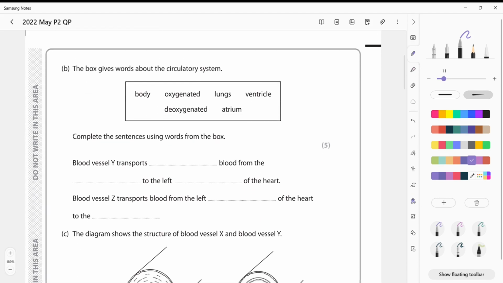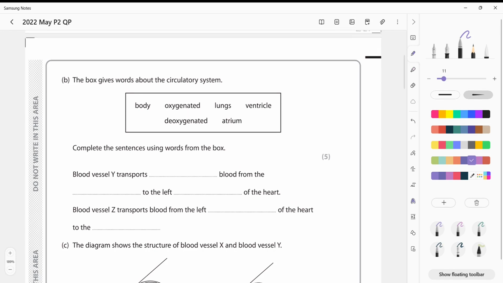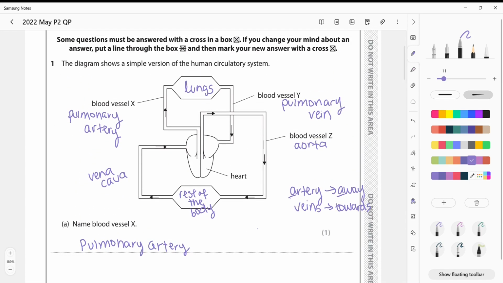The box gives words about the circulatory system. Complete the sentences using words from the box. Okay, blood vessel Y transports blank blood from the blank to the left blank of the heart. Okay, let's go back up to the diagram. So blood vessel Y is this, the pulmonary vein. And the pulmonary vein is carrying blood from the lungs to the heart. And the reason why blood is being carried to the lungs in the first place is so that oxygen can diffuse into our blood, and carbon dioxide can diffuse out.